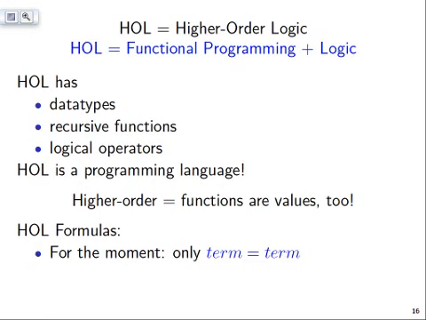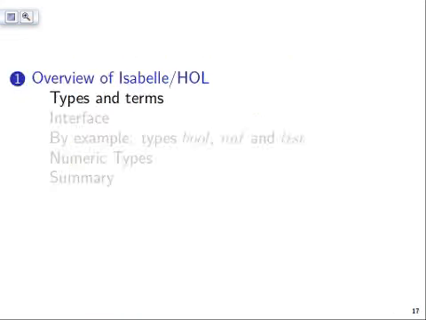What are formulas? At the moment, the only formulas we'll consider for the next 1 or 2 weeks, almost the only ones, are equations of the form term equals term. For example, the equation 1 plus 2 equals 4 is a formula. And later we'll add more operators, although we might slip some of them in earlier, because I assume that you've seen an and, an or, and an arrow before, so that shouldn't be a problem.